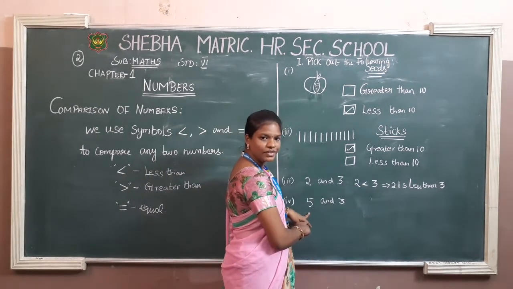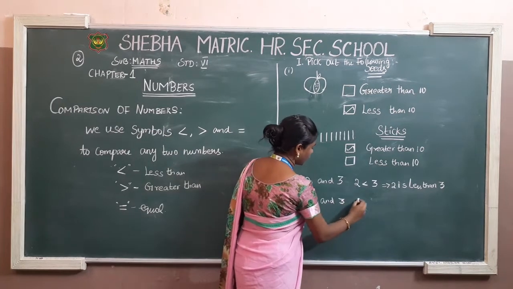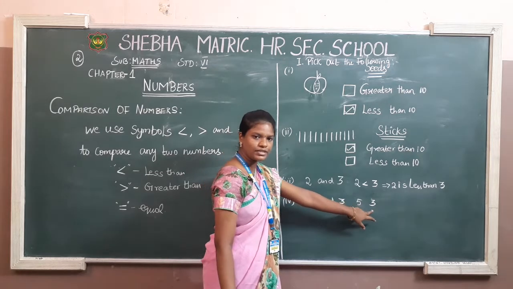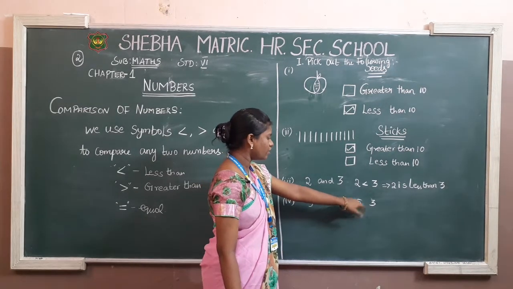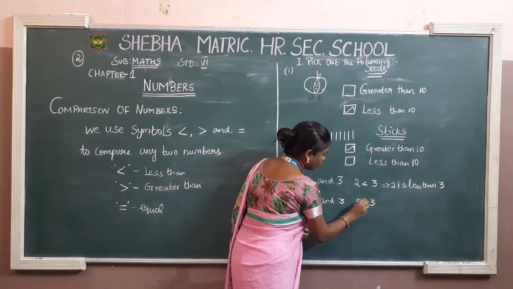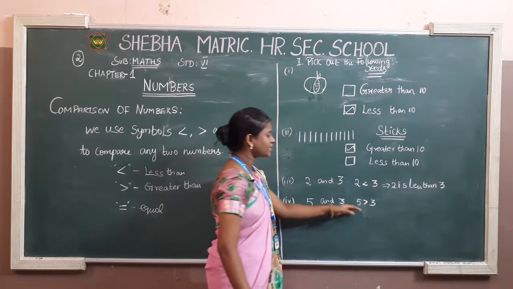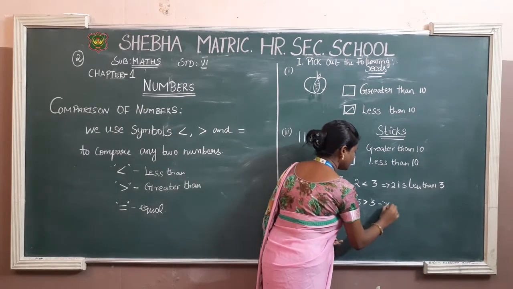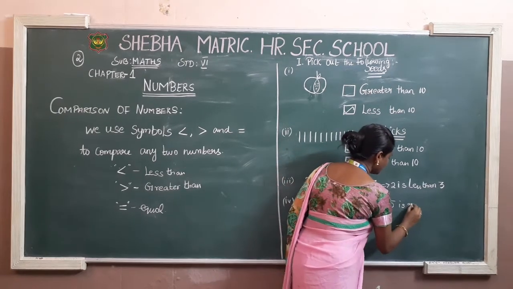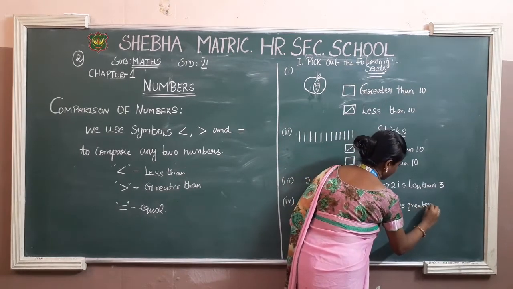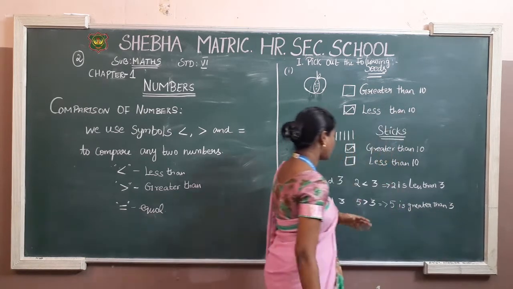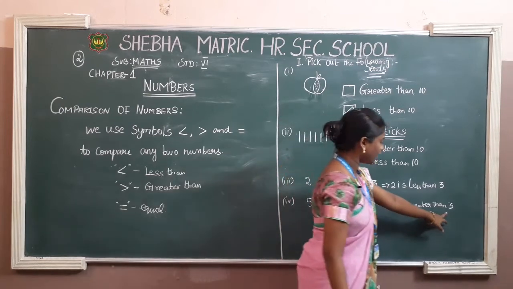Then the numbers are 5 and 3. So we write 5 and 3. Which is greater, 5 or 3? 5 is greater. As usual, the symbol opens towards the 5 side. So how can I write it? 5 is greater than 3.